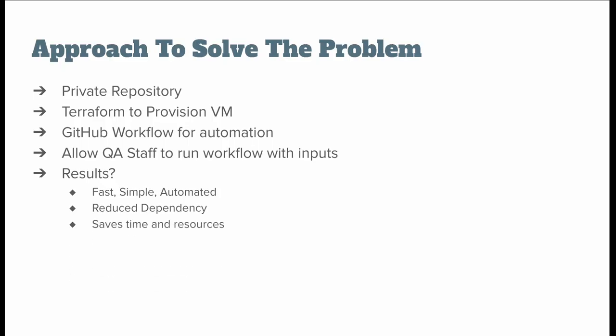That's why we need to allow QA staff to run the workflow with inputs, and in result the QA staff will get the virtual machine they need in a simple, fast, and automated way. It also reduces the dependency and saves time and resources. The QA team is happy getting a VM within 2-3 minutes.